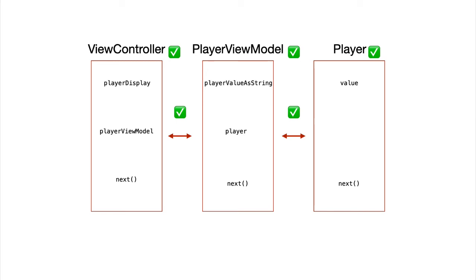And so now we've re-implemented this using Combine, using 3 different entities. So when we tap next on view controller, it communicates that to next on player view model, which communicates it to next on player, which picks a new Int between 1 and 9 and assigns that to value. Value is published. Player value as string is listening to that published value and transforming it using map. And finally, view controller is listening to player value as string and subscribing to it and assigning the value that it gets back as a String to its text property in the label.